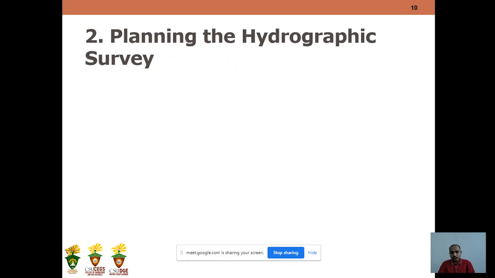For topic 2, we'll be dealing more with the planning of the hydrographic survey. It is expected, or perhaps it's a protocol, that whenever we conduct a survey, there is always a planning stage so that everything will be under control when you are in the field. Our conduct of the survey will be smooth if we plan the survey.